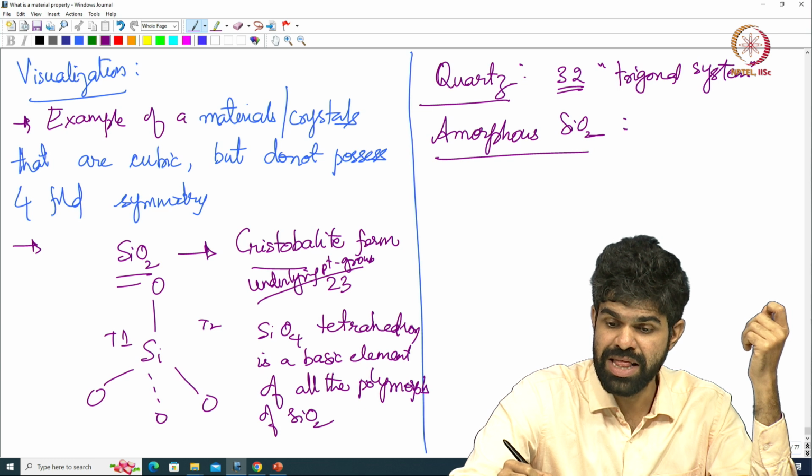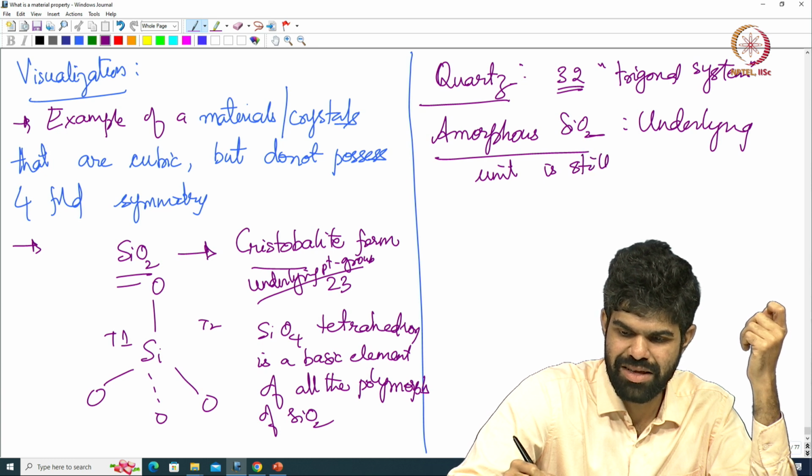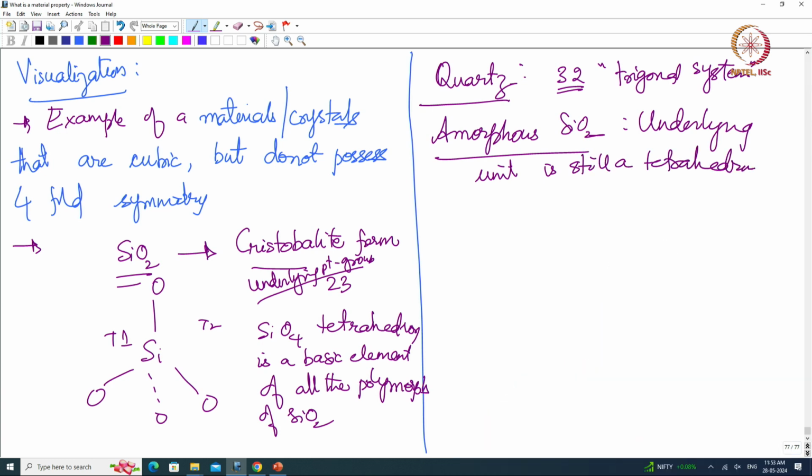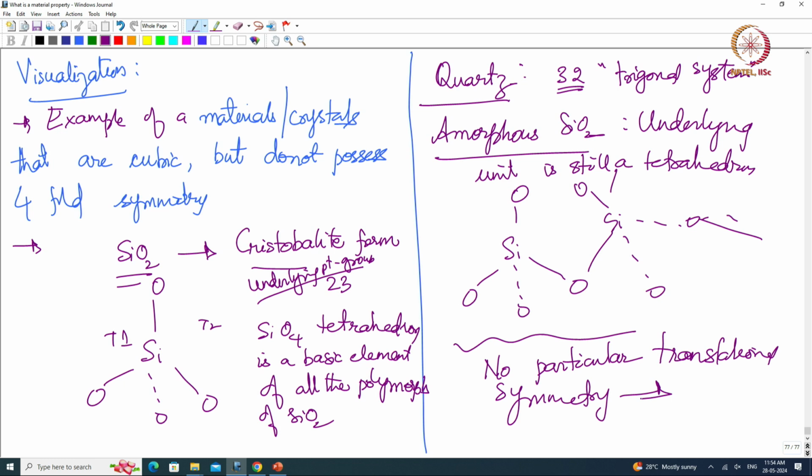where the underlying unit is still a tetrahedron. But the arrangement of all these tetrahedra with respect to each other does not follow any sort of order. Then I am going to tilt the second tetrahedron somewhere here, you see. So I am going to make a chain of these tetrahedra that are not arranged in any particular order, right. So this gives me an amorphous structure, so there is no particular translational symmetry here. Okay. So that gives me an amorphous structure.